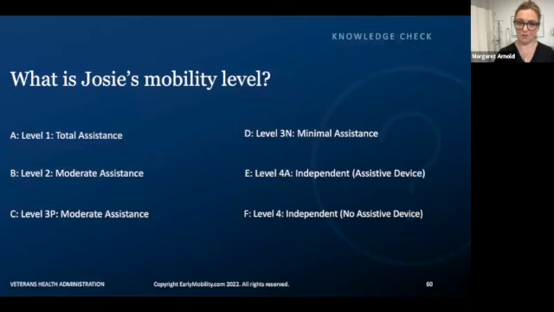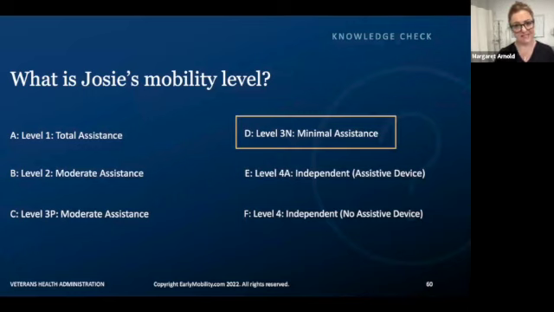What is Josie's mobility level? Josie is a 3N. She requires minimal assistance because she cannot walk without stumbling.